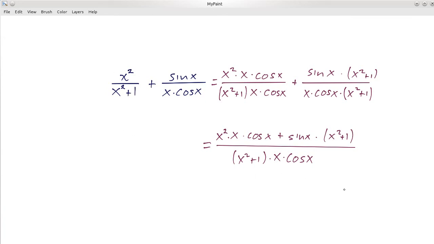Alright, well there is how to add two fractions. Of course, subtraction is exactly the same thing, only in that last step there would be a minus between the two numerators instead of plus. Okay, well I hope this has helped, and thanks for watching.